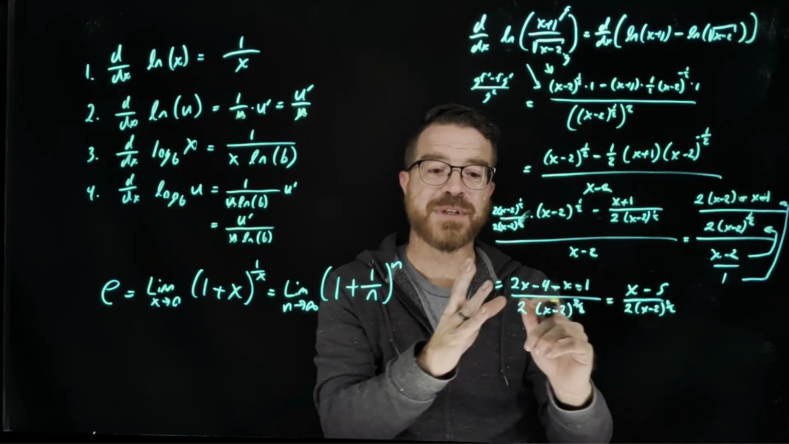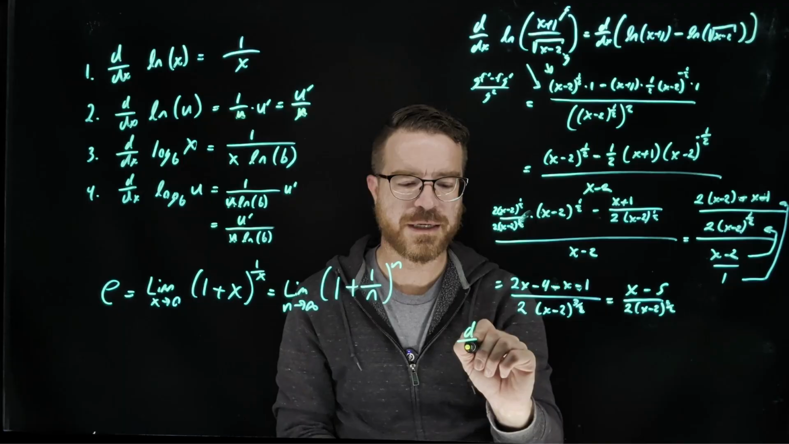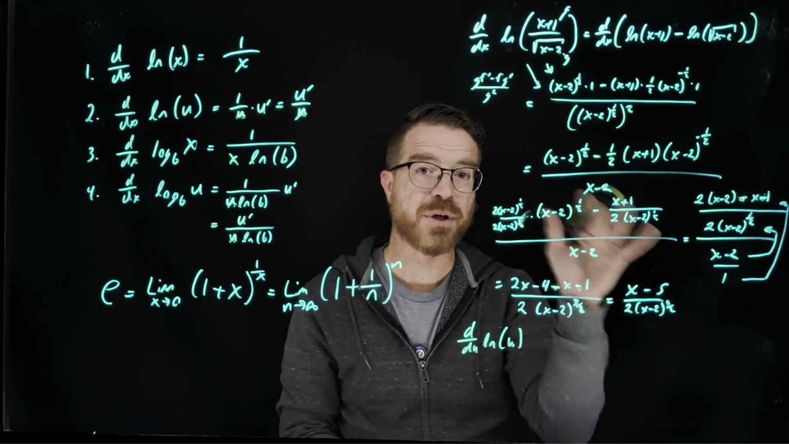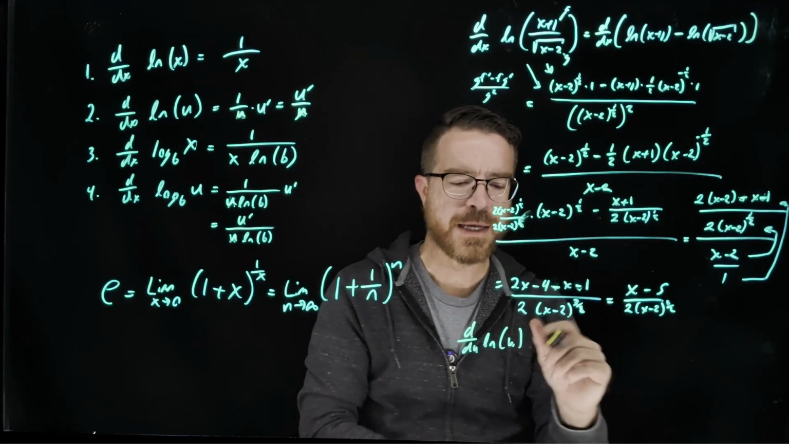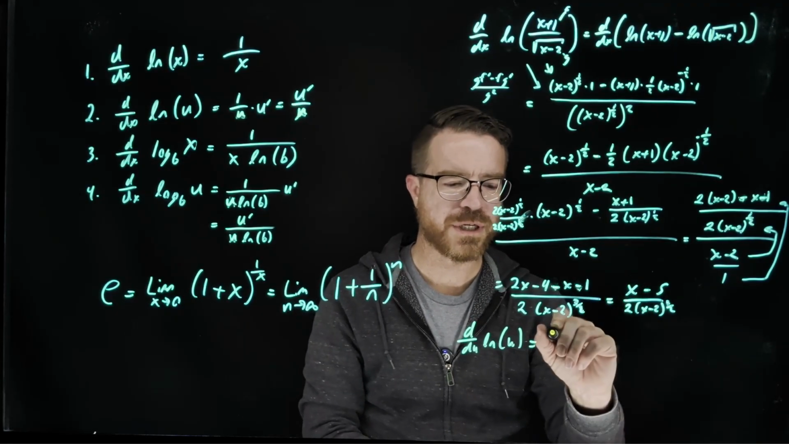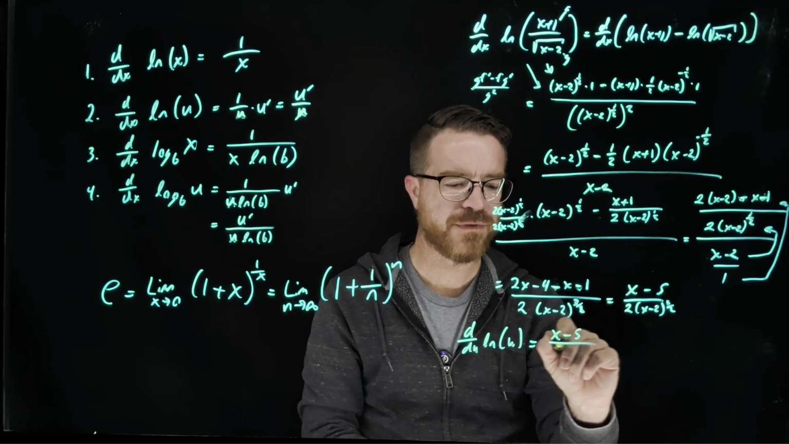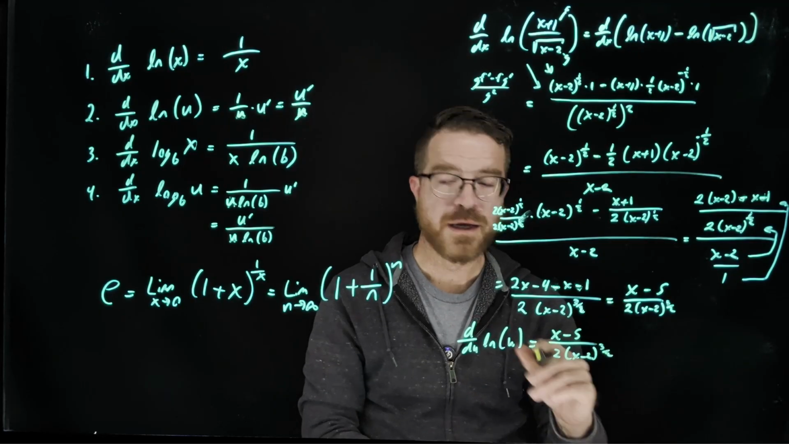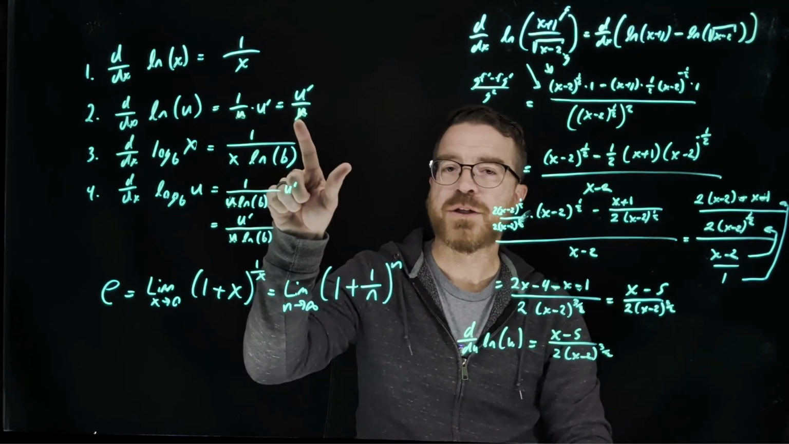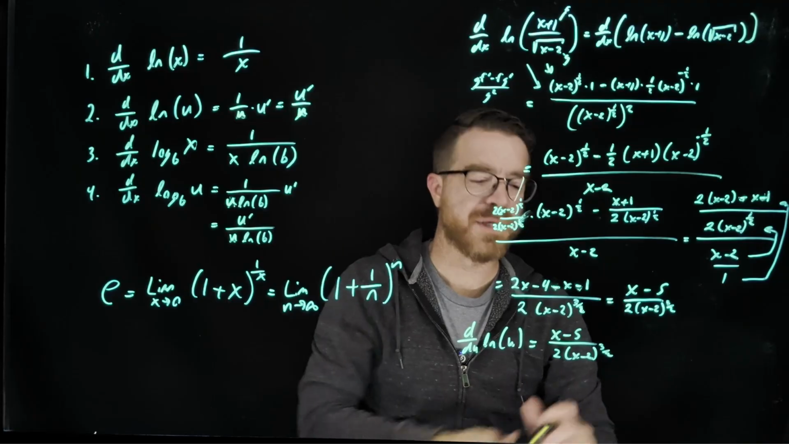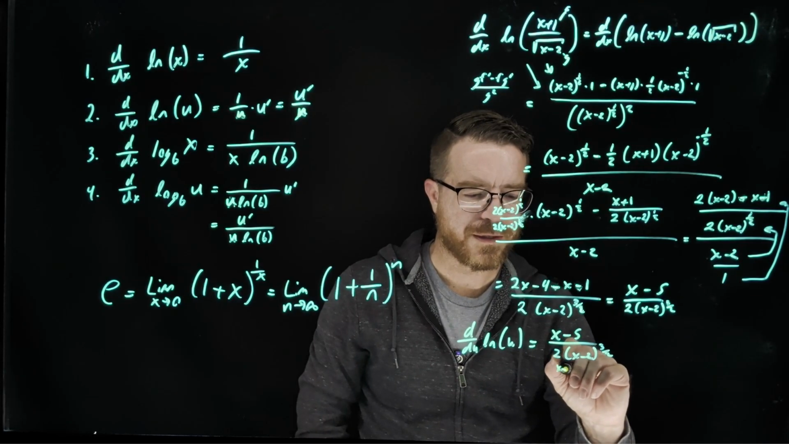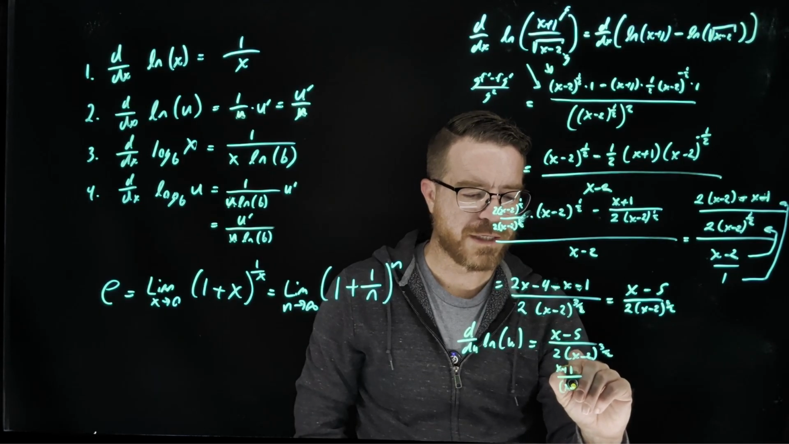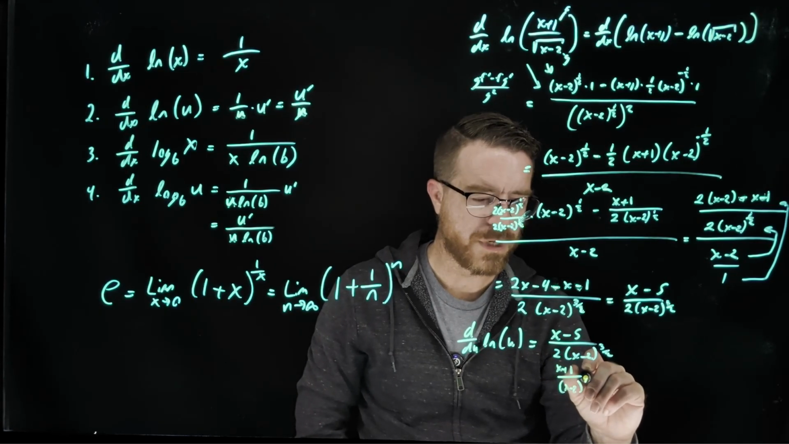So when we take the derivative of the natural log of u, whatever we had inside, which was all of this, right? That's the derivative of the inside, which is going to be u prime, which is going to be (x - 5) divided by (2x - 2) to the 3 halves, and then divided by u, which in this case is going to be (x + 1) over (x - 2) to the 1 half.